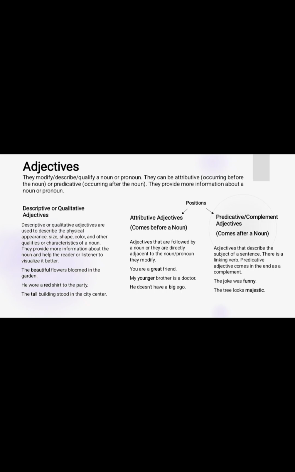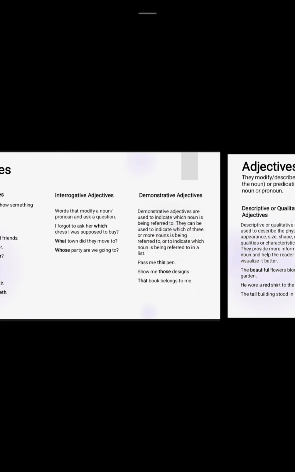Now, predicative or complement adjectives. Adjectives that describe the subject of the sentence. There is a linking verb. Predicative adjectives come in the end as a complement. For example, the joke was funny or the tree looks majestic.